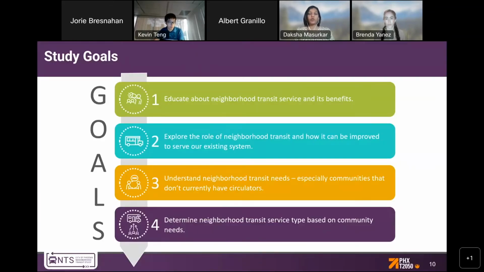So what are the overall goals of this neighborhood transit study? What are we trying to achieve here? Educate about neighborhood transit service and its benefits, explore the role of neighborhood transit, especially our current circulators, and how it can be improved to serve our existing system better. Understand neighborhood transit needs in communities that don't currently have circulators. And lastly, determine neighborhood transit service type based on community needs.